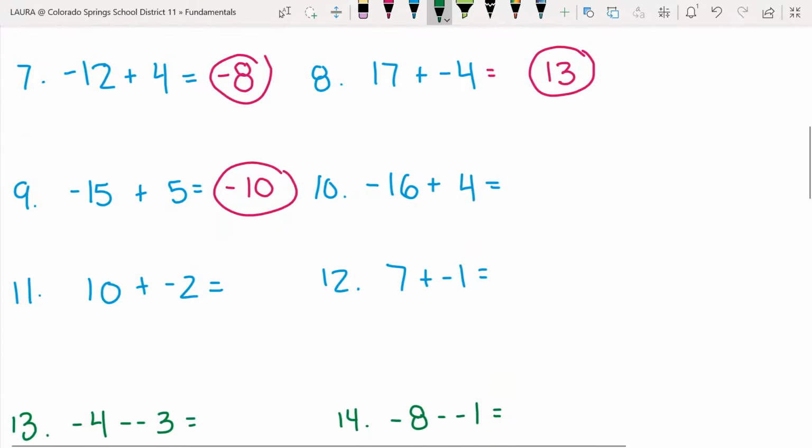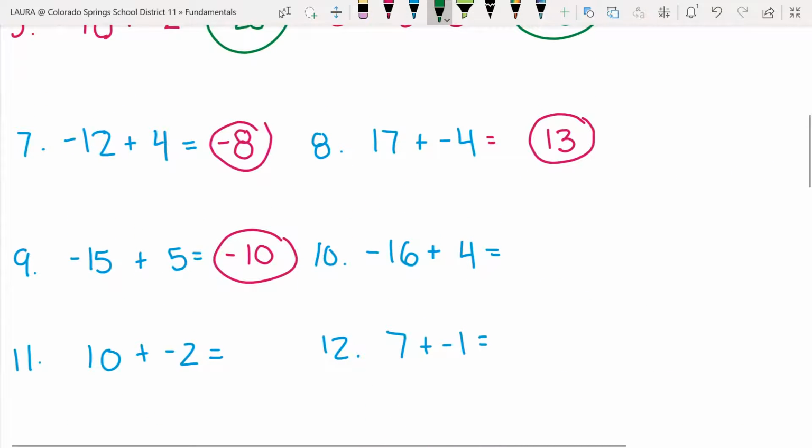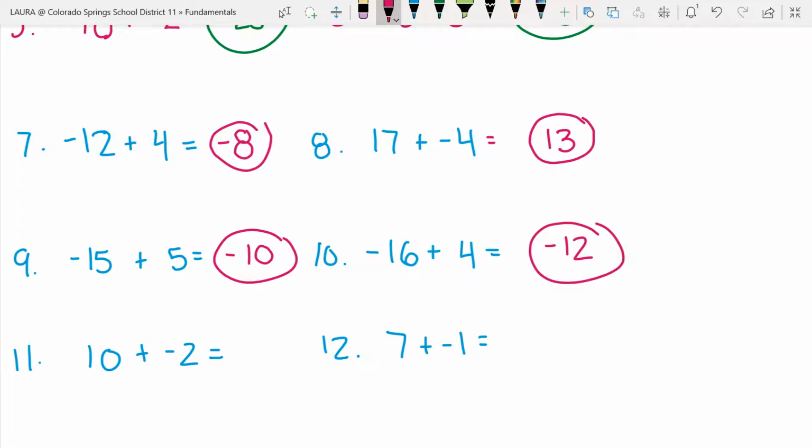Okay, let's see how you did. So question 10, negative 16 plus 4. So we're adding, one's negative, one's positive, you subtract. 16 minus 4 is 12. The bigger number is 16, and it's negative, which means your answer is negative. So you get negative 12. Or you should get negative 12.